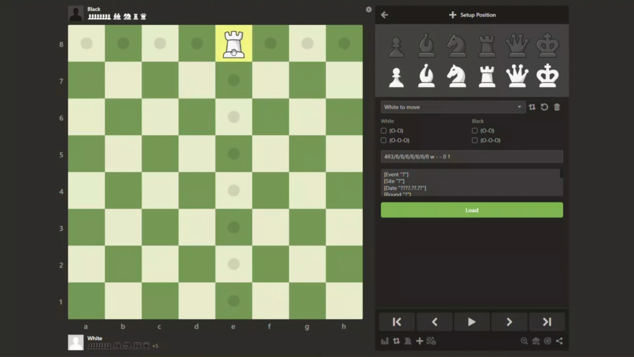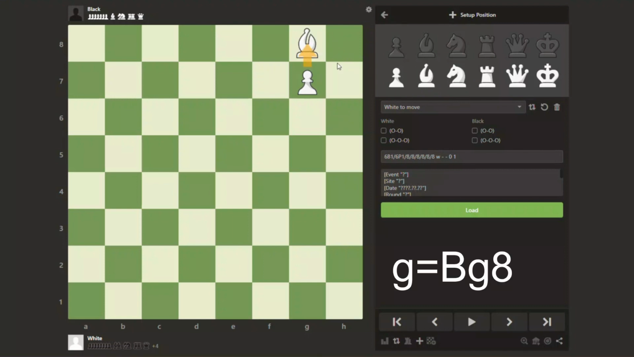Let's take one more example of promotion. My pawn was on this rank. I am promoting my pawn to the bishop. So what will be my notation? First of all, I will write the file name of the pawn, which is the G file right now. And I am promoting it to which piece? I am promoting it to the bishop. So the notation of this will be G is equal to bishop, G8.